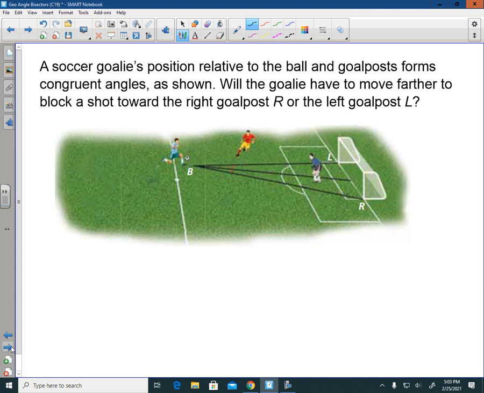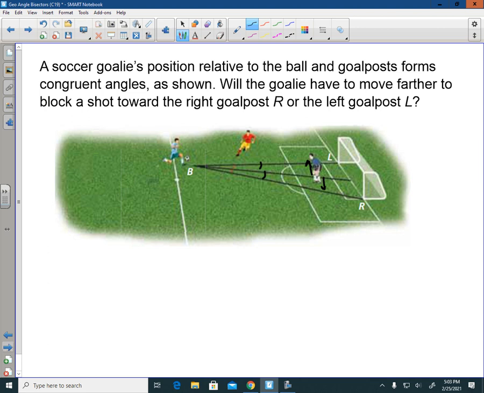All right, here's one more, just kind of in the context of the real world. We've got a keeper, and the keeper's position relative to the ball and the goal posts forms congruent angles. In other words, this keeper is on this ray here, and what we have from the keeper's perspective are congruent angles there. Will the goalie or keeper have to move farther to block a shot toward the right goalpost or the left? In other words, if the keeper were to dive left or dive right, which one would be further?